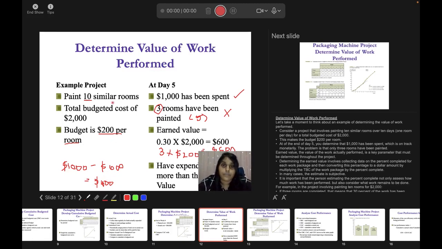I'm going to repeat again because this is something that is very important for you to understand. The situation here is that your project duration is 10 days. You are going to paint 10 rooms, 1 room per day, and your total budget is 2000 for these 10 rooms. That means 2000 divided by 10 is 200. Your budget per room is $200. Now in day 5, each day you are going to spend 200. Here it is per room and per day.